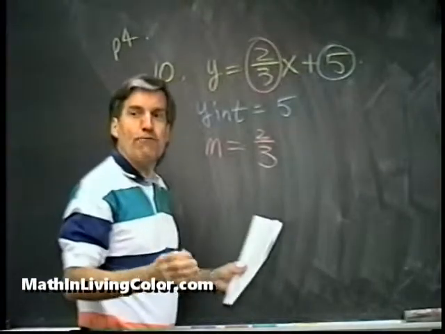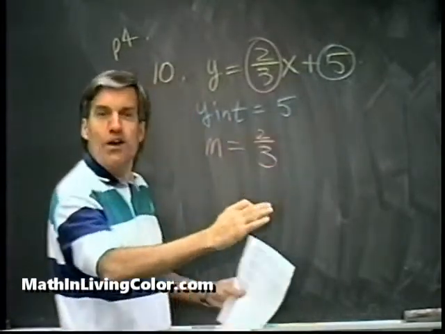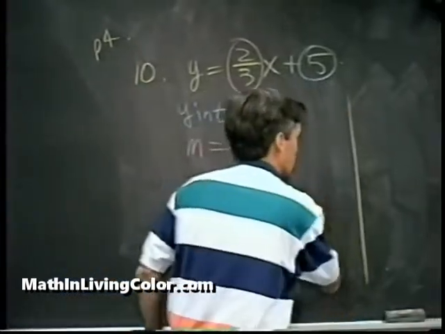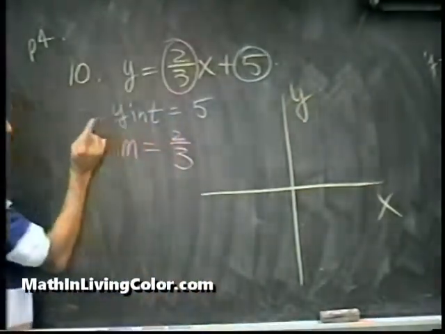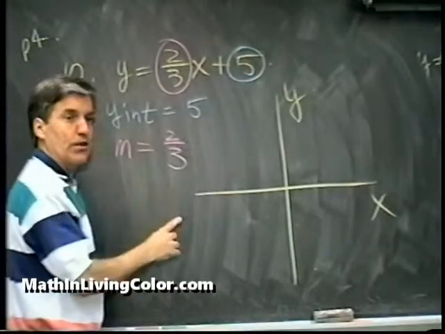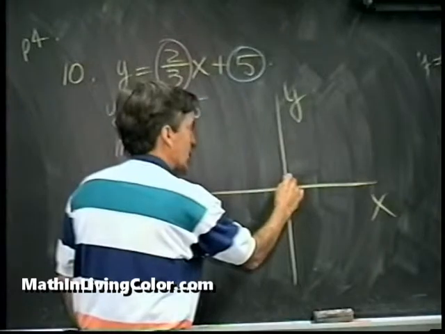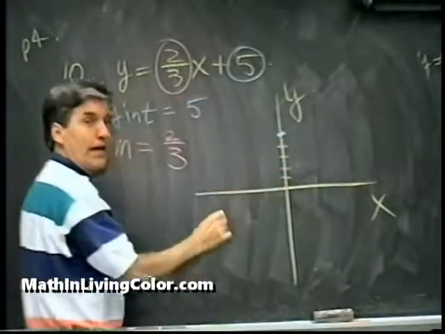Now I want to show you the fastest way known to man to graph this line. You can graph a line almost with your eyes closed. Watch this, this is really neat. You start by graphing the y-intercept. Can everybody graph the y-intercept? Locate that point on your paper, right there, 5 units up. 1, 2, 3, 4, 5. Right like that, okay? And then what?